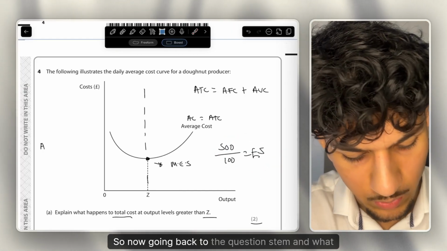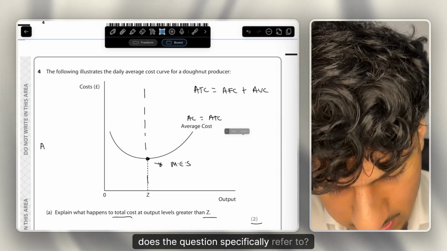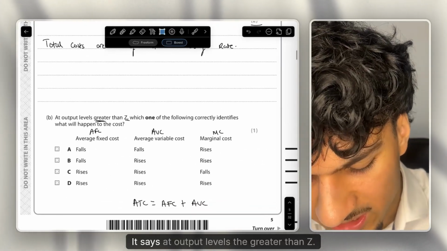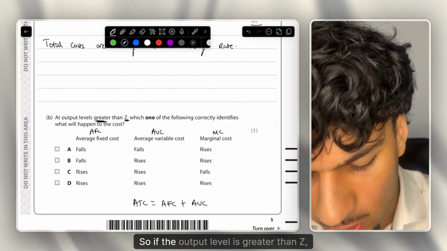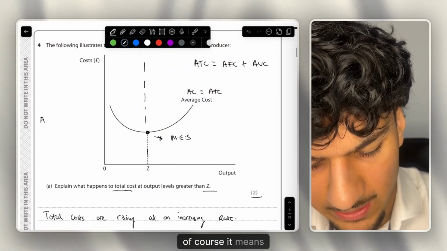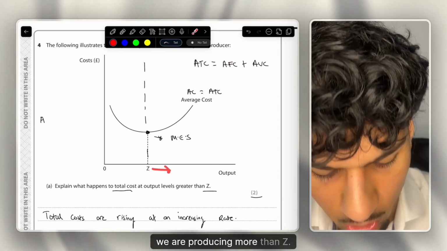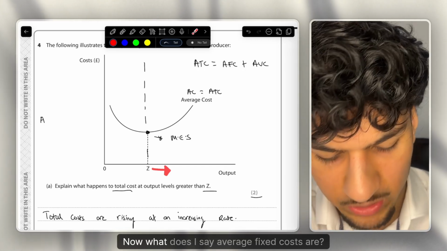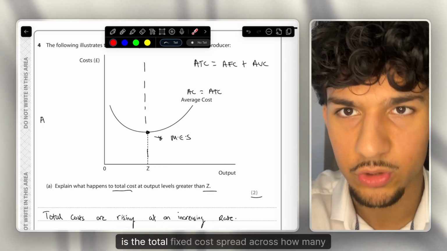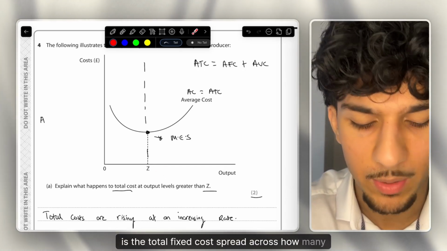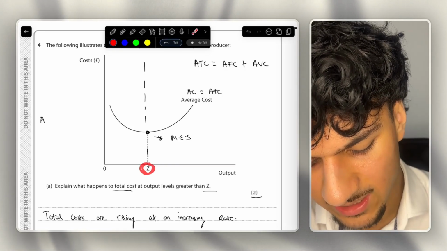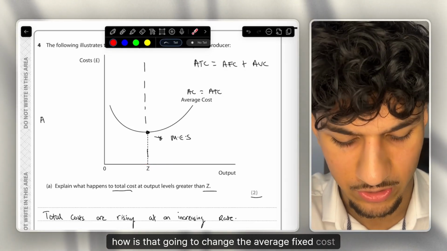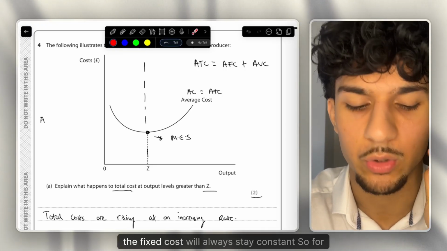So now, going back to the question stem, what does the question specifically refer to? It says at output levels greater than Z. So if the output level is greater than Z, of course, it means we are producing more than Z. Now, what did I say average fixed costs are? It's the total fixed cost spread across how many units we are selling. Therefore, if we are selling more units than Z, how is that going to change the average fixed cost? Since remember, the fixed cost will always stay constant.